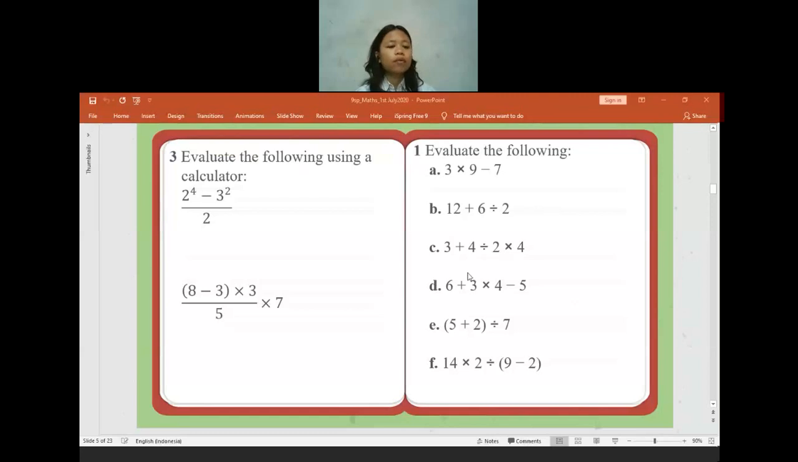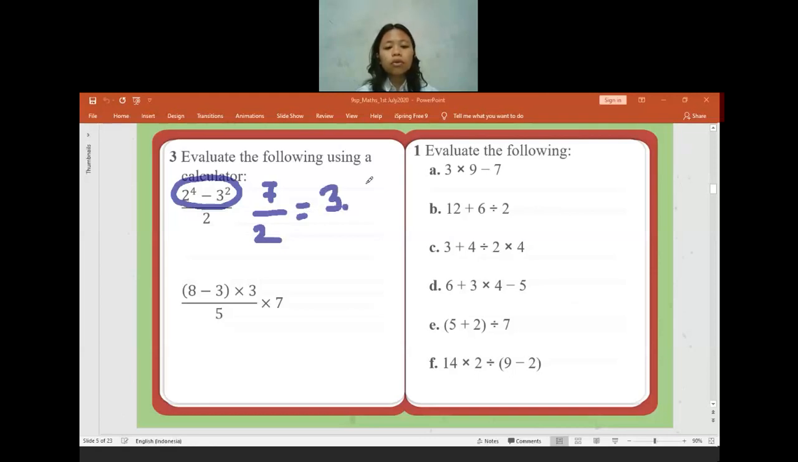Which one do we have to calculate first? Yes, we have to calculate the numerator. After that, we go to the denominator. Anyone want to help me simplify the numerator? 16 minus 9 is 7, right? After that, 7 divided by 2 equals 3.5.